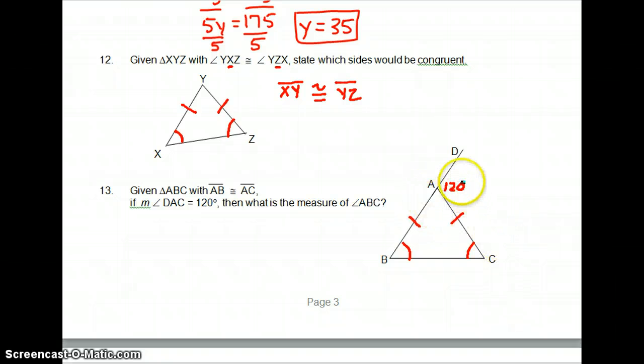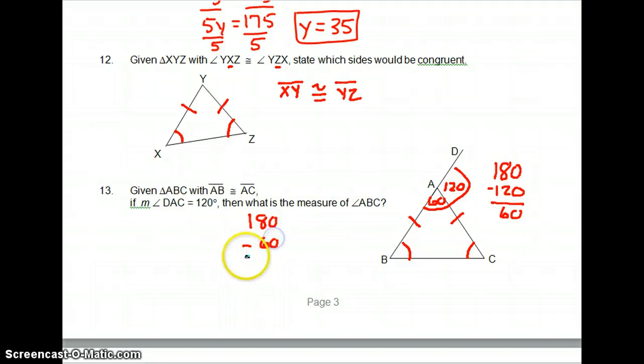We can find this angle by subtracting this from 180. So 180 minus 120 is 60. So 60 is going to go right here. So if I subtract 60 from 180, that gives me 120 for these two angles down here. So if they're the same, I'll divide by 2, and that gives me 60 for the measure of angle ABC.